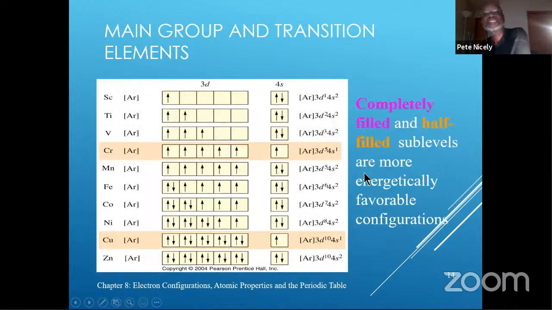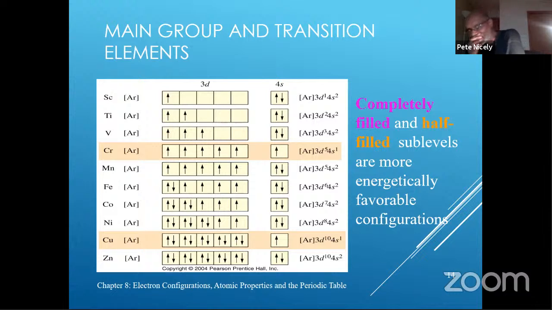So if you look at the series here, right? We're starting from scandium, which has 21 electrons. And if you were to go through the same process, you'll see that the electron configuration of argon would be a part of the electron configuration of scandium, right? So that would be 18 electrons. Did I say 20? Hold on. That would be 18 electrons, right? Plus 2 here in the 4s sublevel, and then 1 electron in the 3d sublevel.